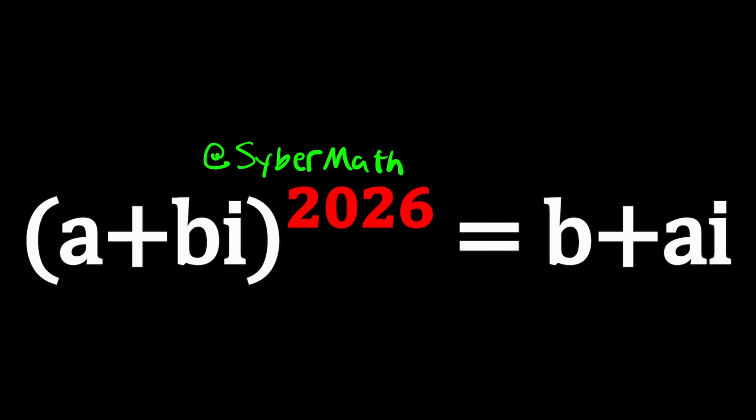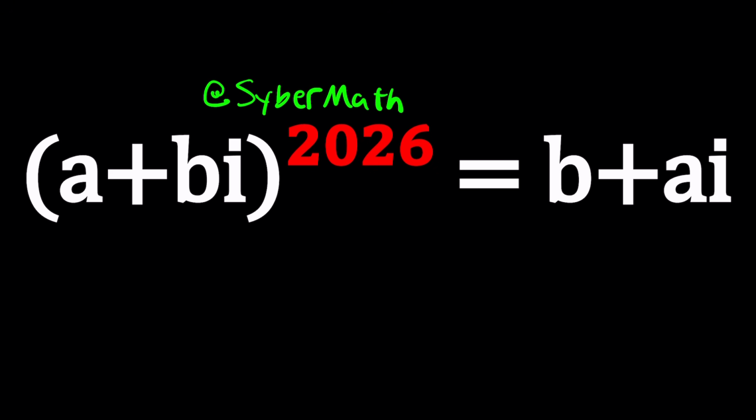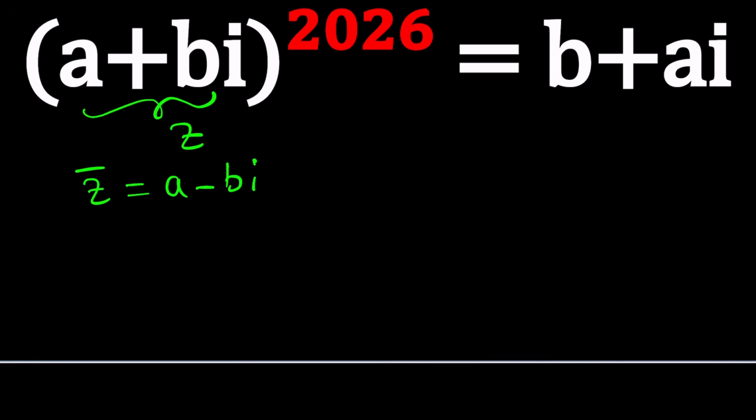Okay, so step one is going to be, we're going to write the right-hand side using the complex conjugate of z. First of all, let's talk about complex conjugates. And again, if you're new to complex numbers, go ahead and check out my lecture videos and ask a lot of questions. So if this is z, then z bar, which is the complex conjugate, would be a minus bi. Well, that doesn't quite give us b plus ai. What happens if we take z bar and multiply by i? Then we use the distributive property.